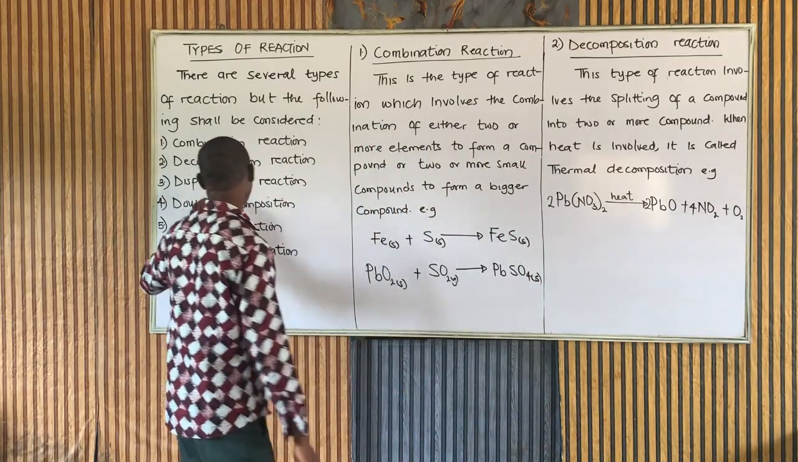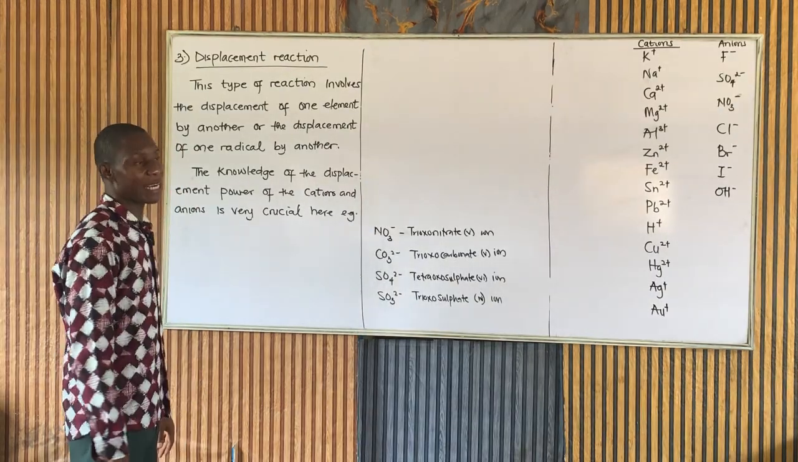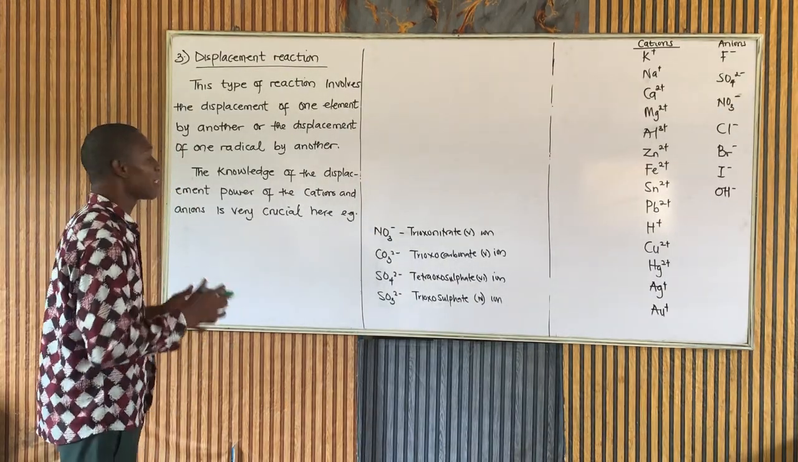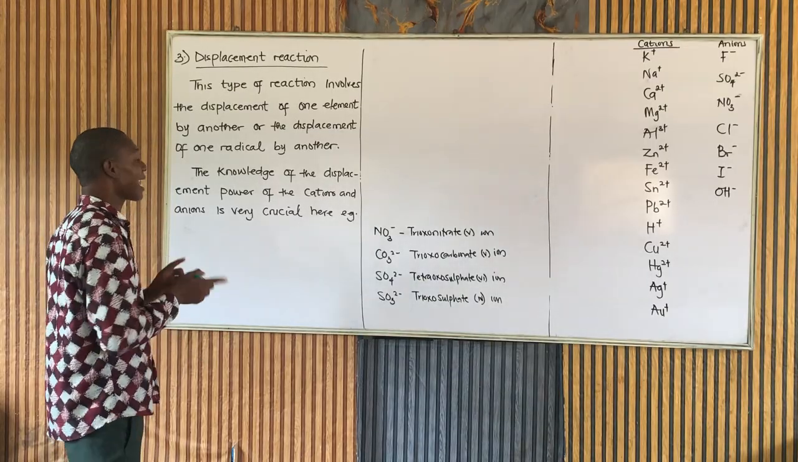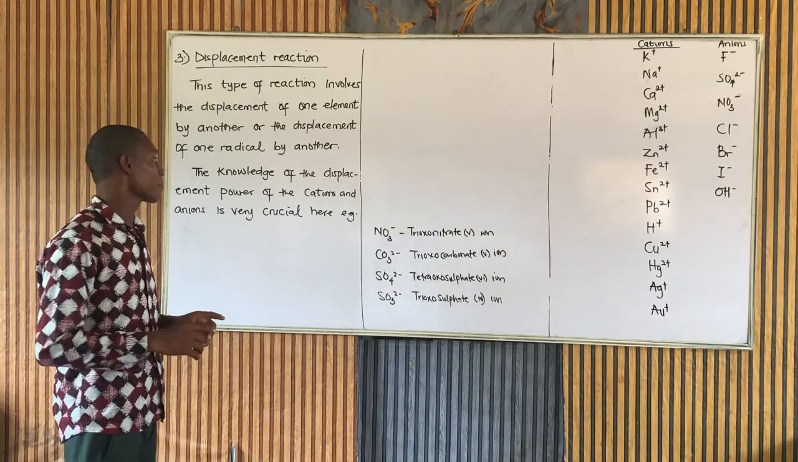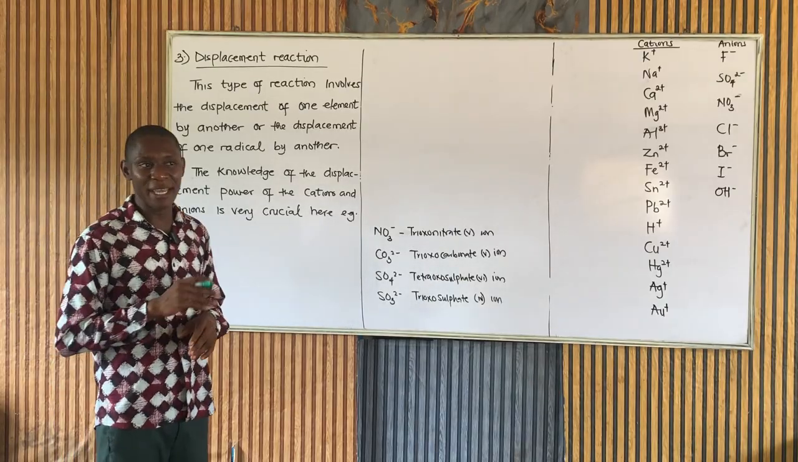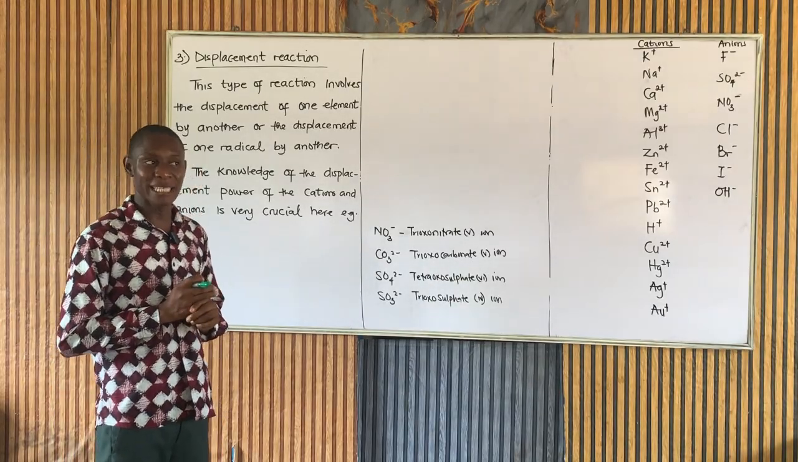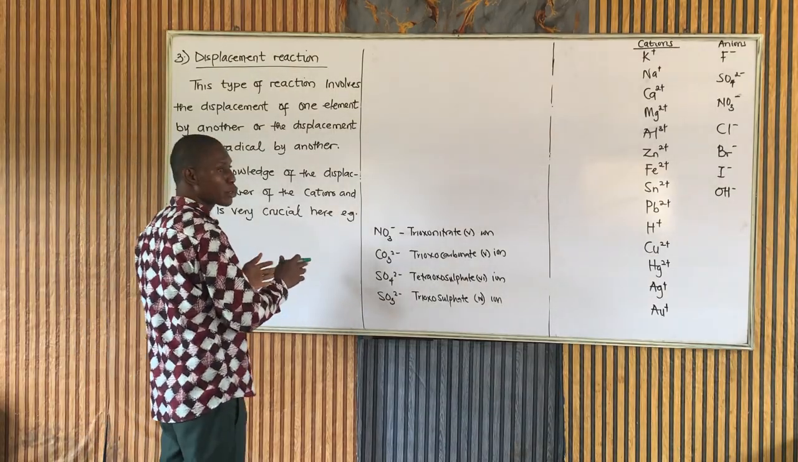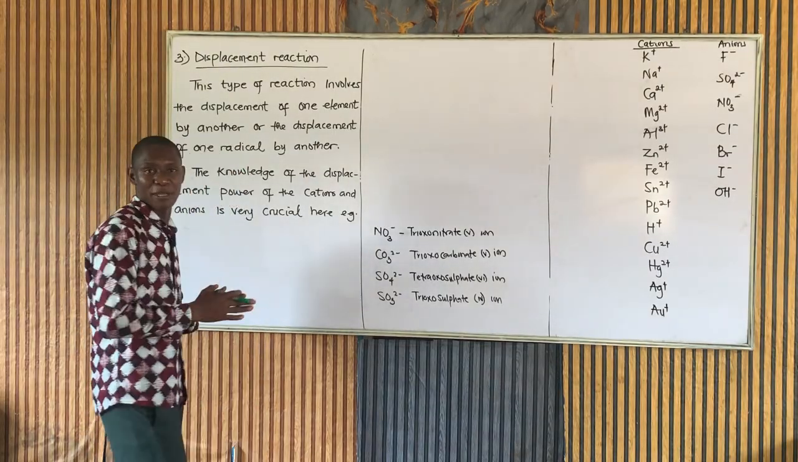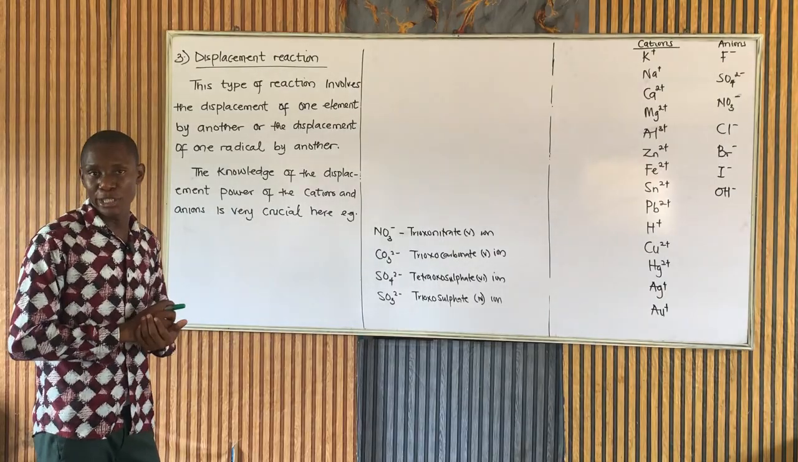Now we'll take the next one, displacement reaction. This type of reaction involves displacement of one element by another, or the displacement of one radical by another. You see, this type of reaction is very, very important, as it helps when you are given a chemical reaction. You know what the product should be, even when you are not given the product. Seeing the type of reaction it is, you could tell the product.